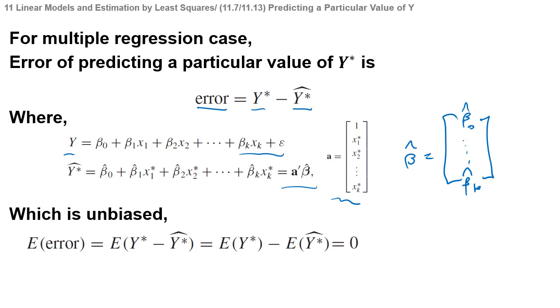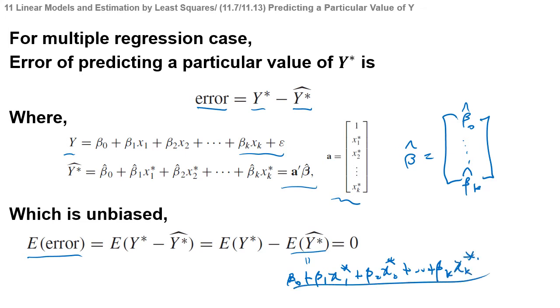Okay, and so you can also easily calculate that the expected value of error is 0, because this thing is beta 0 plus beta 1 x1 star plus beta 2 x2 star plus dot dot dot plus beta k x k star, which is the same as this thing, so this is 0.